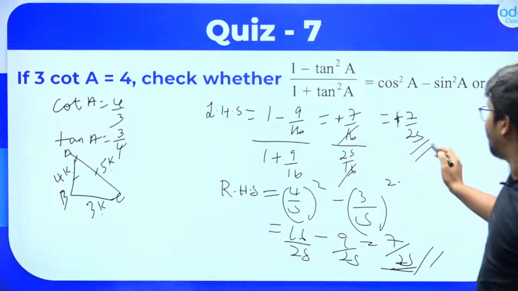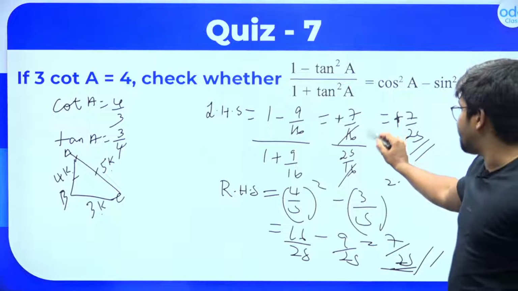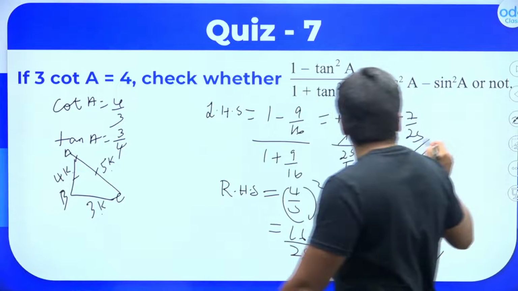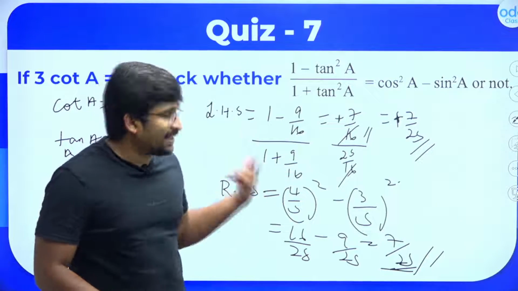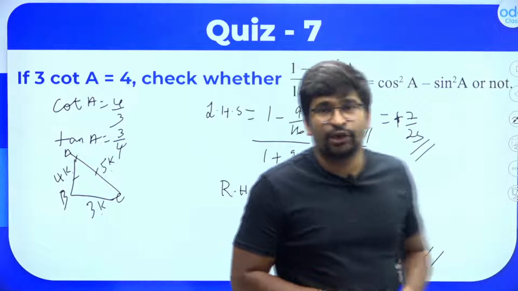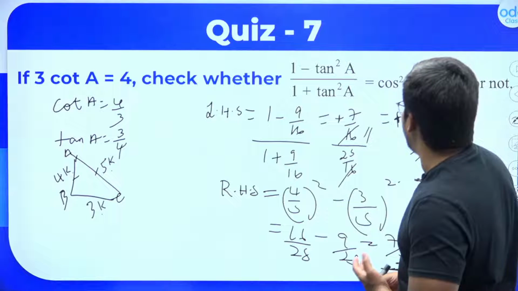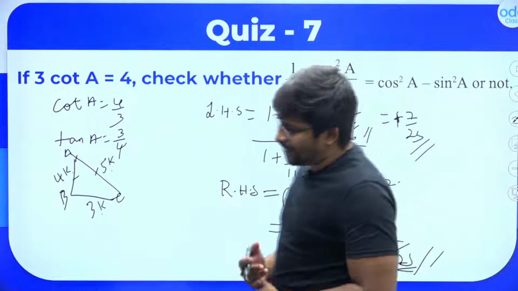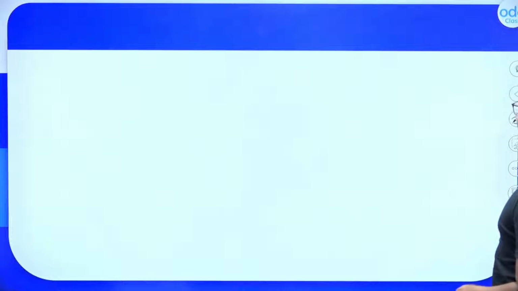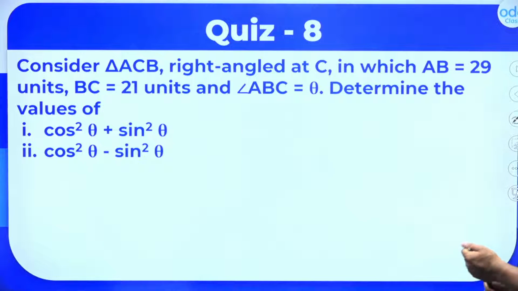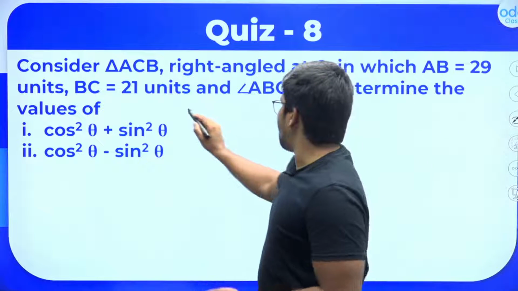So LHS is equal to RHS. Just a calculation mistake. 16 minus 9 is plus 7. I had written it as minus 7. Just correct it. Okay. So here also it was 7 by 25. Here also it is 7 by 25. So the answer is LHS is equal to RHS for the given value. Hence it is verified that (1 minus tan square A) divided by (1 plus tan square A) is cos square A minus sin square A for this particular question. Okay. Fine. Fair enough. Now the next question is, consider a triangle ACB. So let's draw a triangle ACB.